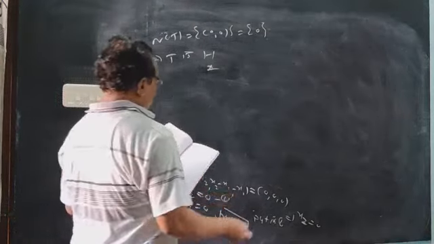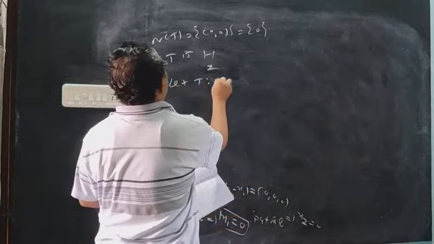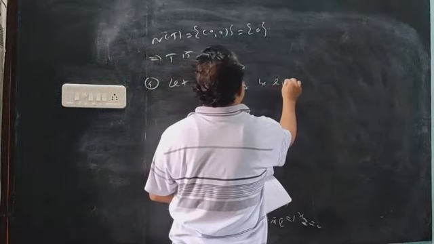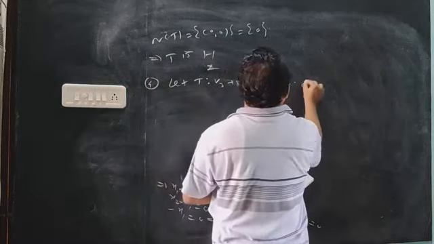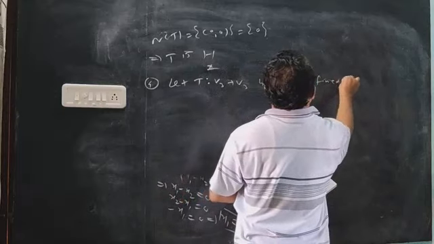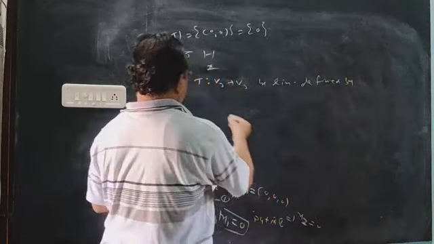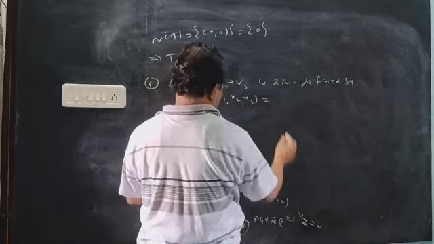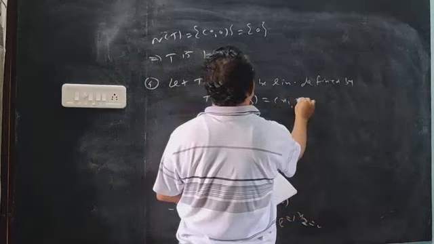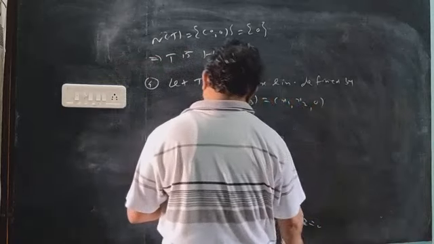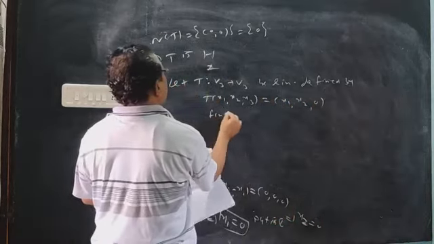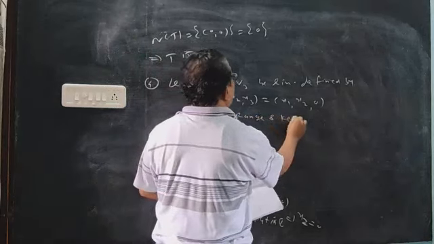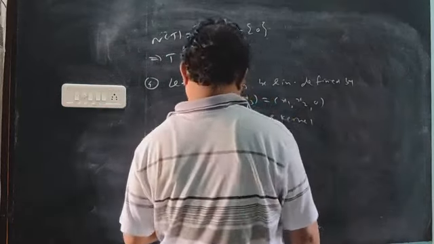Again, an example. Let T be a linear mapping from V3 to V3, defined like this: T of (x1, x2, x3) equals (x1, x2, 0). That is, x1 and x2 stay the same and x3 will be 0. The question is now: find the range and kernel of T.